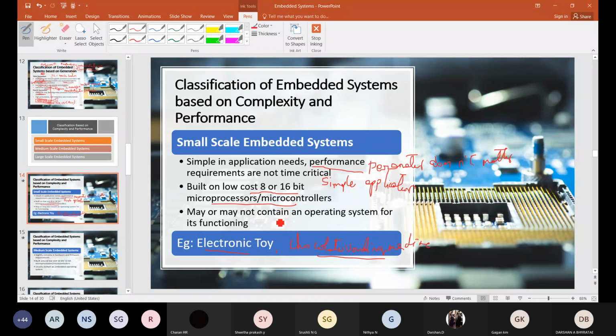Okay, and in the small scale embedded system, we are not going to use an operating system. Operating system in the sense what? As you see in the laptop, you have Windows, Linux, Mac OS, Android, all these are operating systems. But in this small scale embedded system, we are not going to use any operating system. It is not required here. Okay, the examples are your electronic toy, chocolate vending machine, all these are examples of a small scale embedded system here.